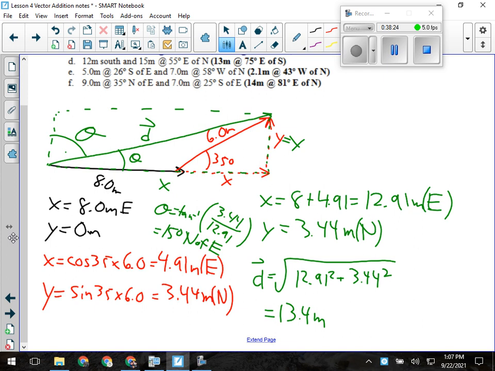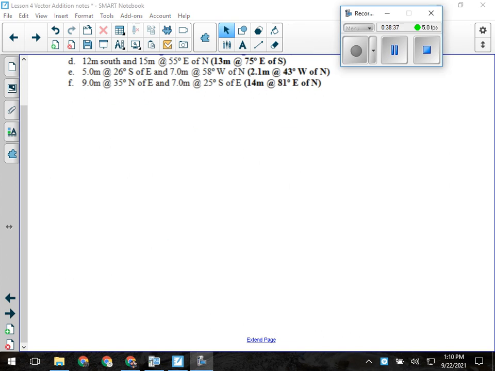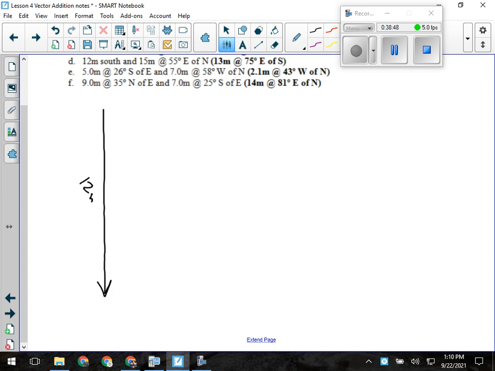Right? Okay, how many people are on D? How many people are done D? Okay, I'll give you some more time before I draw the picture for D. Okay, I'm just going to quickly draw the diagram for D. Okay, we got 12 meters due south. And then our second line is 15 meters, 55 degrees east of north.